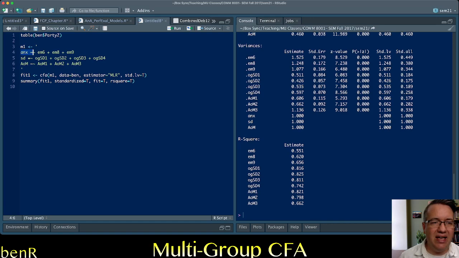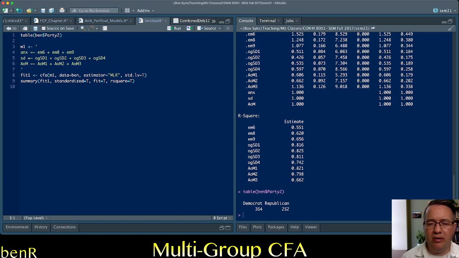We have anxiety, social distance, which is a measure of political polarization, and attribution of malevolence, which is a measure of political polarization. And we're going to compare Democrats and Republicans. So you see in this data set, we have 354 Democrats and 252 Republicans to see if they understand these three variables to mean the same thing.